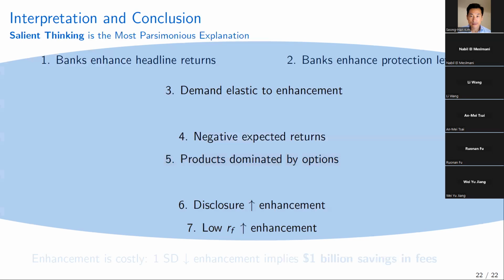So I will argue that the most parsimonious explanation, the most useful way to think about this market, is through the lens of salient thinking. And the last thing I will mention is that I do not take any strong stand on welfare. I cannot. But to give you a flavor of what the welfare implications may be, if we lower enhancement by 1 standard deviation, based on my estimate, this would save investors 1 billion in fees. Thank you so much, and I'm happy to take more questions.